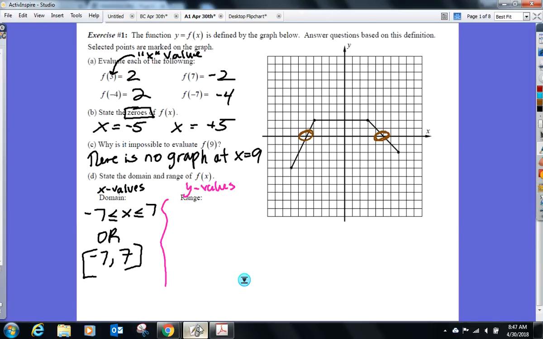When you're ready, let me know what it ranges from. Okay, so -4. Y values now to 2. -4 to 2. Or, again, you could write it with those brackets if you wanted to.